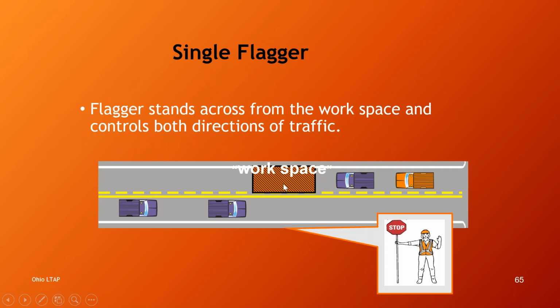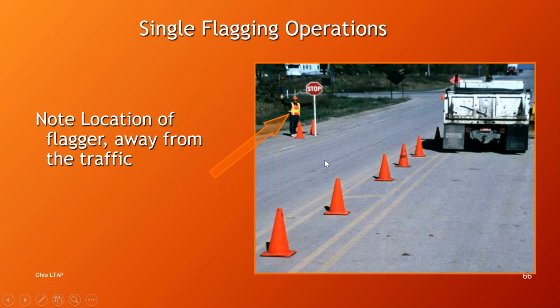Here's a picture of where the flagger is standing. The flagger is standing directly across from the work zone. Again, it's a short work zone, and the motorists from both directions can see you. In that case, here are the cones, and you've got cones at your feet to draw attention to you. You've also got those other signs.